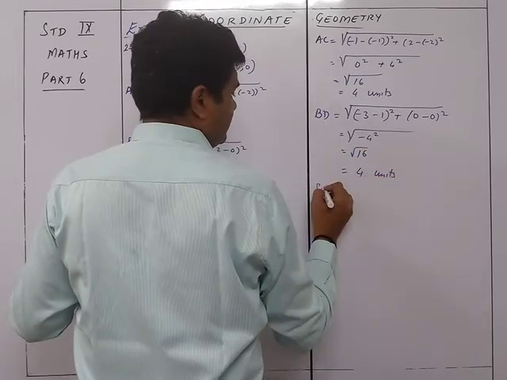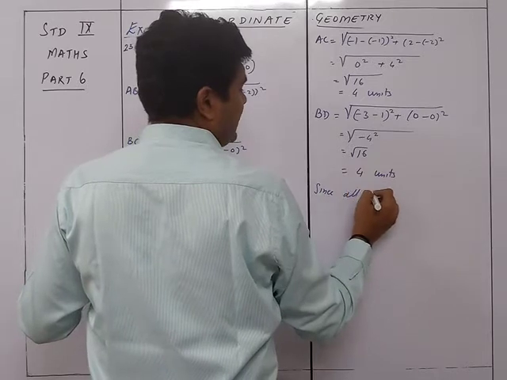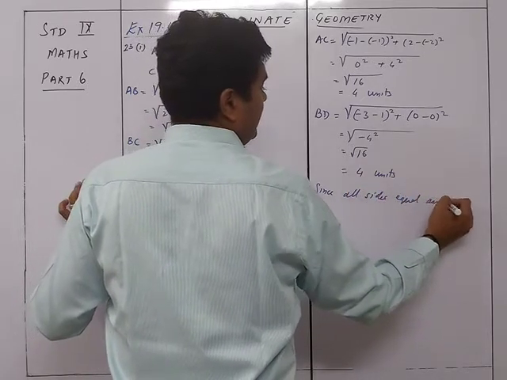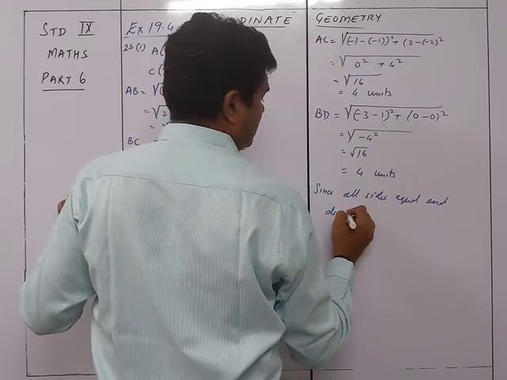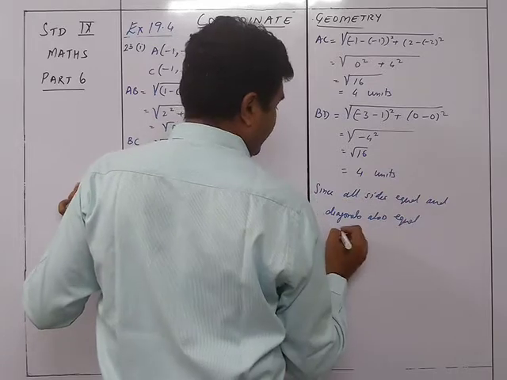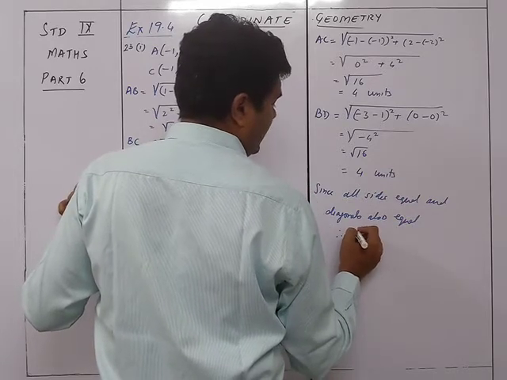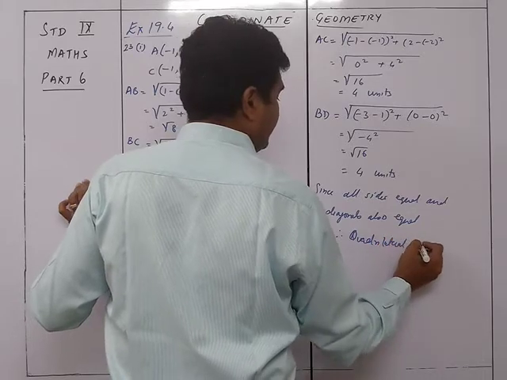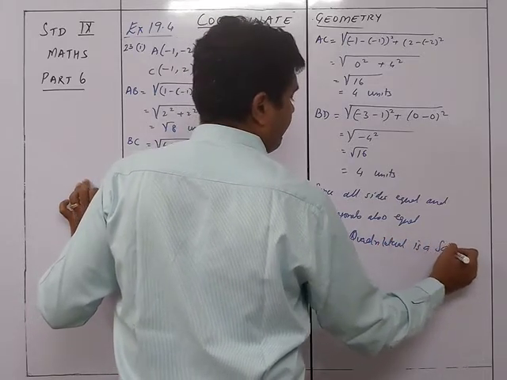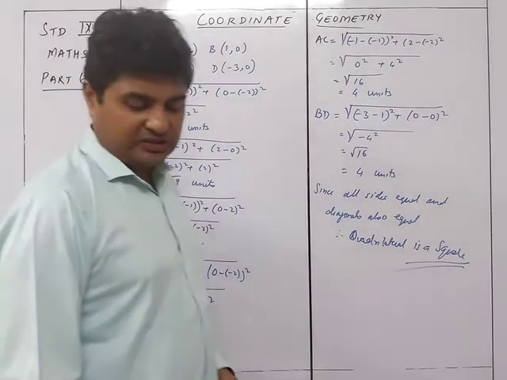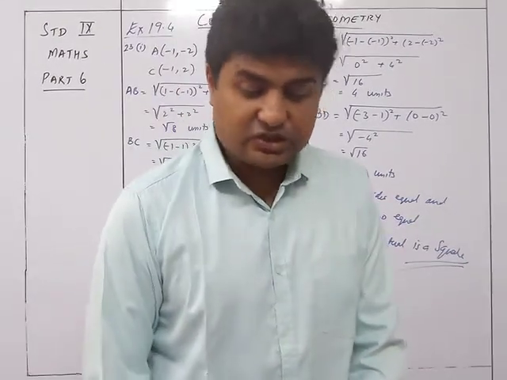Now, since all sides are equal and diagonals are also equal, therefore the quadrilateral is a square. Okay, so we got the answer that the first one, the 23rd sum's first part, is a square.